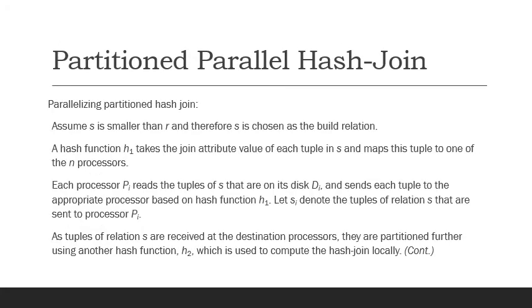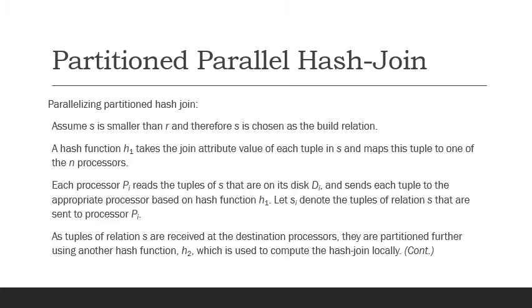Now let's see partitioned parallel hash join. The partitioned hash join can be parallelized. Suppose that we have n processors P0, P1, up to Pn-1, and two relations R and S such that the relations R and S are partitioned across multiple disks. The smaller relation is chosen as the build relation. If the size of S is less than that of R, the parallel hash join algorithm proceeds this way.